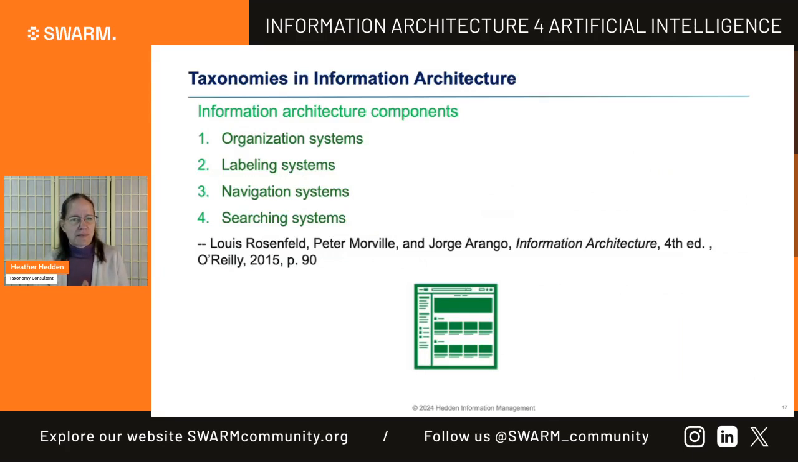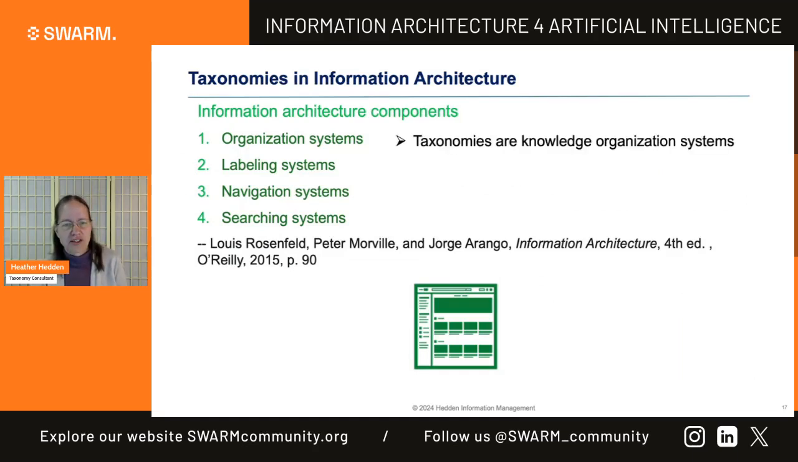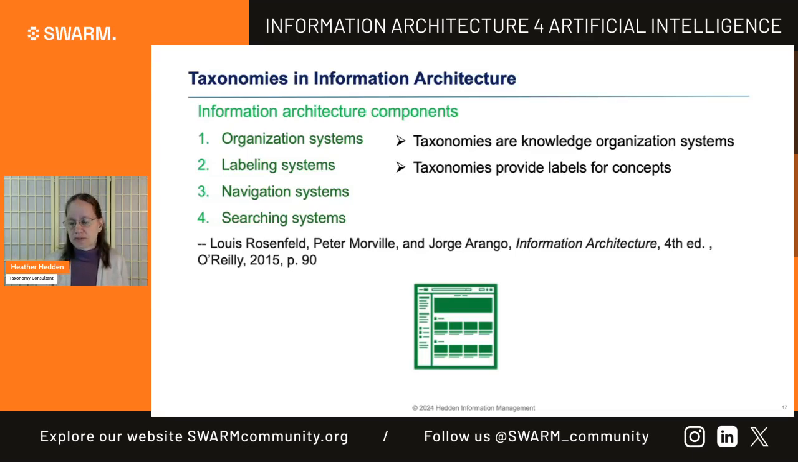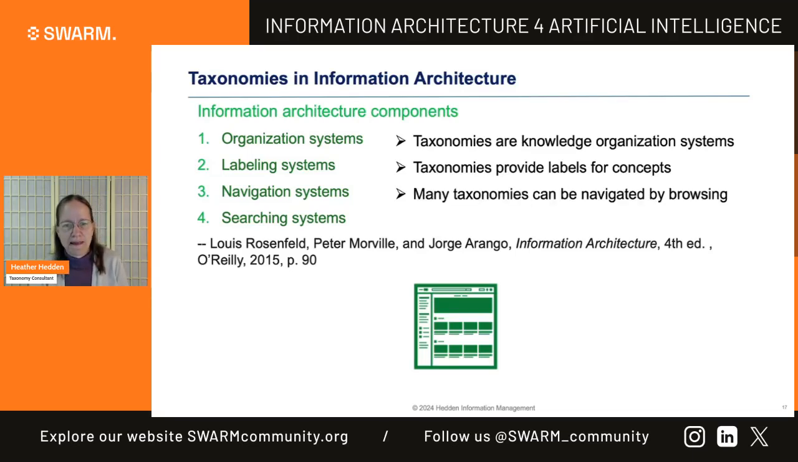So I'm going to focus on some of these components: the organization systems, labeling systems, navigation systems, and searching systems. These all may have taxonomies with them. So in organization systems, taxonomies are knowledge organization systems. We think of them more broadly: taxonomies and thesauri and classification schemes and ontologies. These are all knowledge organization systems. The taxonomy provides labels for concepts, so it is a labeling system. Many taxonomies can be navigated by browsing, so it is a kind of navigation system. And taxonomy supports search, so it's a kind of searching system.